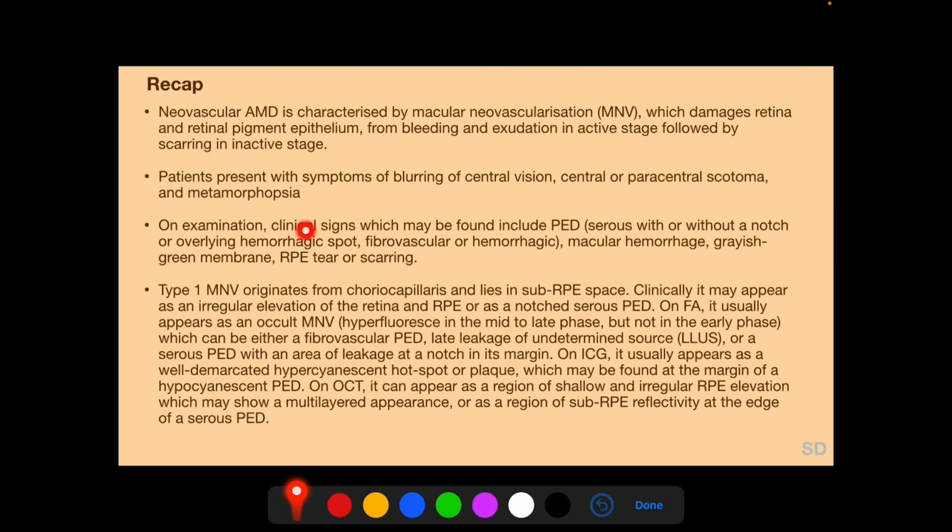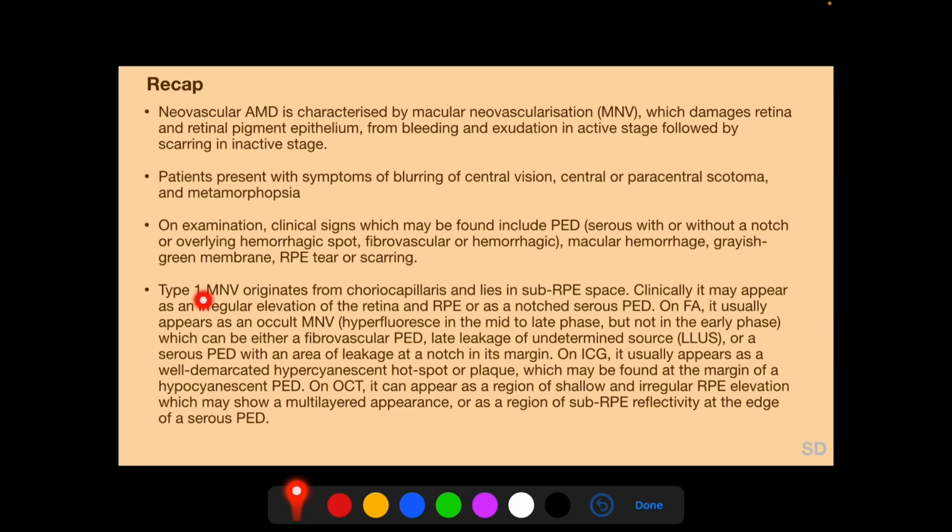On examination, clinical signs which may be found include macular hemorrhage, grayish-green membrane, RPE tear and scarring, as well as a pigment epithelial detachment, which may be a serous pigment epithelial detachment with or without a notch, or with or without an overlying hemorrhagic spot, fibrovascular PED, or hemorrhagic PED.